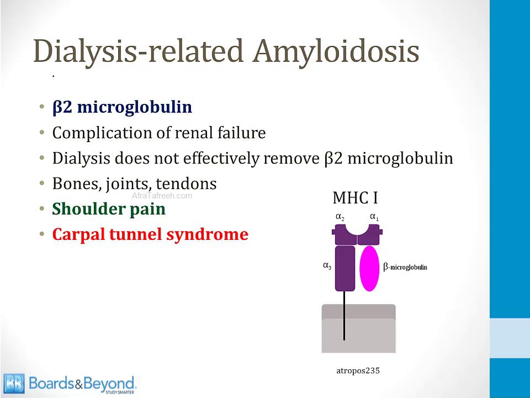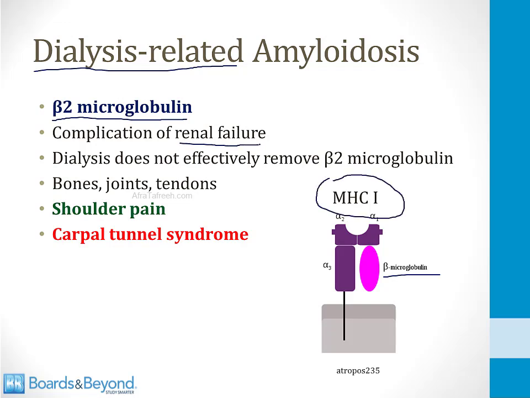Back to our discussion of the various forms of amyloidosis. Now let's talk about dialysis-related amyloidosis. This is obviously a condition that occurs in patients on dialysis who have end-stage renal disease. The protein that forms amyloid in this disorder is beta-2 microglobulin, and recall that beta-2 microglobulin is a component of MHC class 1. This is a complication of renal failure that occurs because dialysis does not effectively remove beta-2 microglobulin from the circulation. This disorder has a special pattern of amyloid deposition that is usually limited to the bones, joints, and tendons. Common symptoms that patients develop are shoulder pain from amyloid deposition in the capsule of the shoulder, or carpal tunnel syndrome from amyloid deposition in the carpal tunnel.